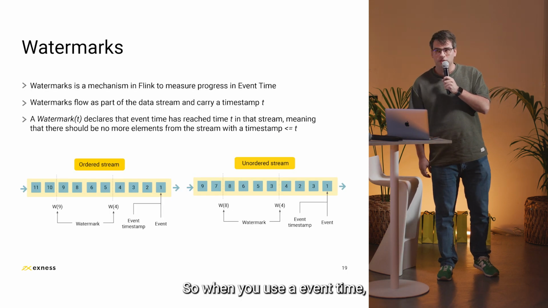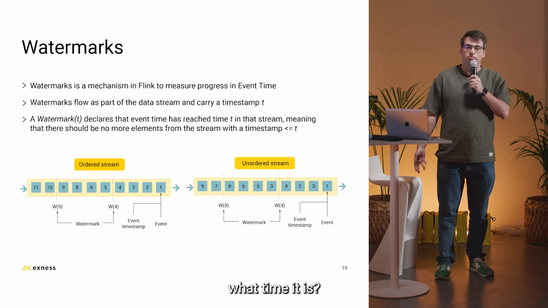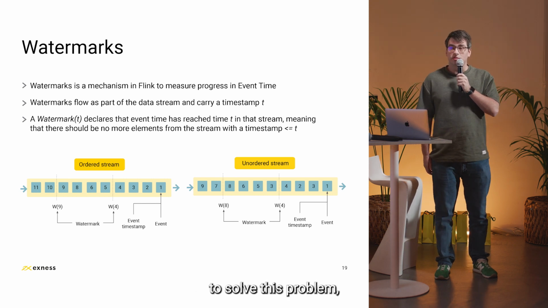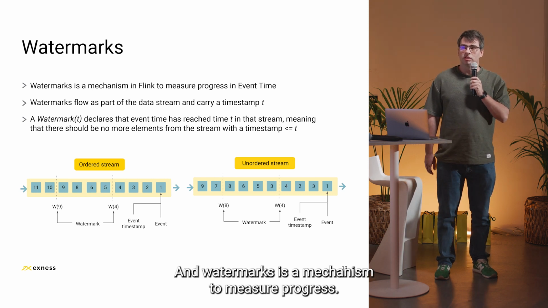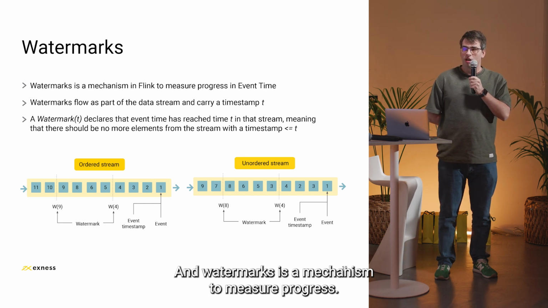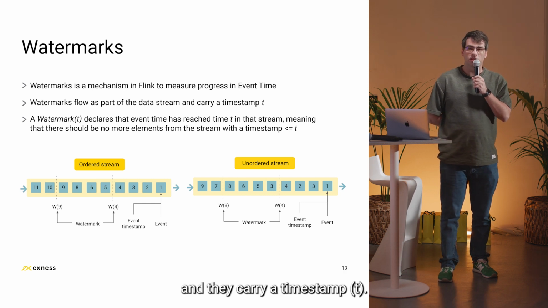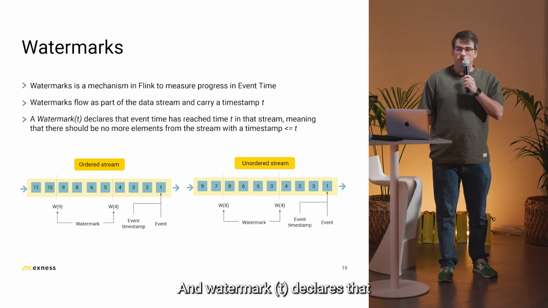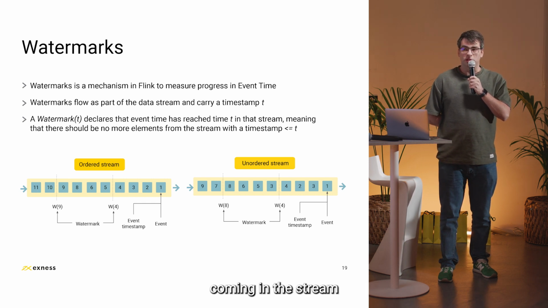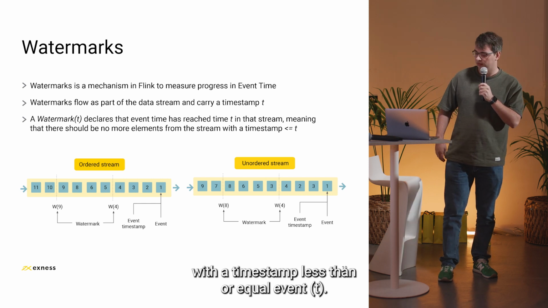So when you use event time, the question is, how do your operators know what time it is? And to solve this problem, Flink introduces watermarks. And watermarks is a mechanism to measure progress. So watermarks flow as a part of your stream, and they carry a timestamp t. And watermark at t declares that there should be no more events coming in the stream with a timestamp less than or equal to t.